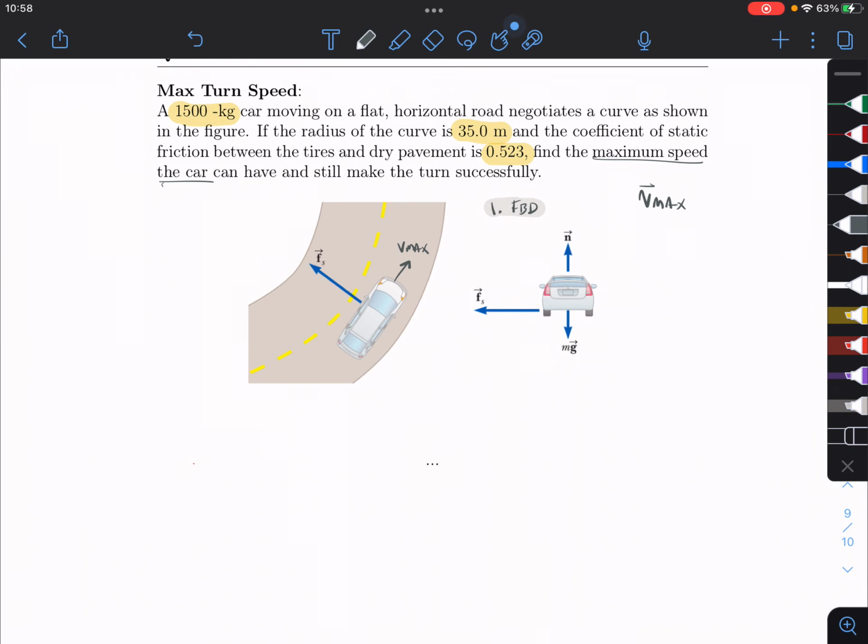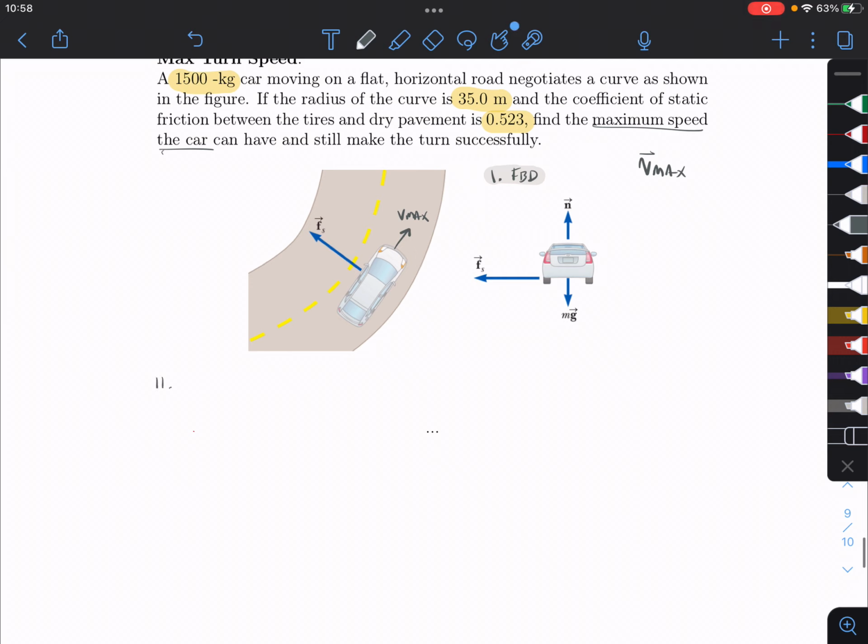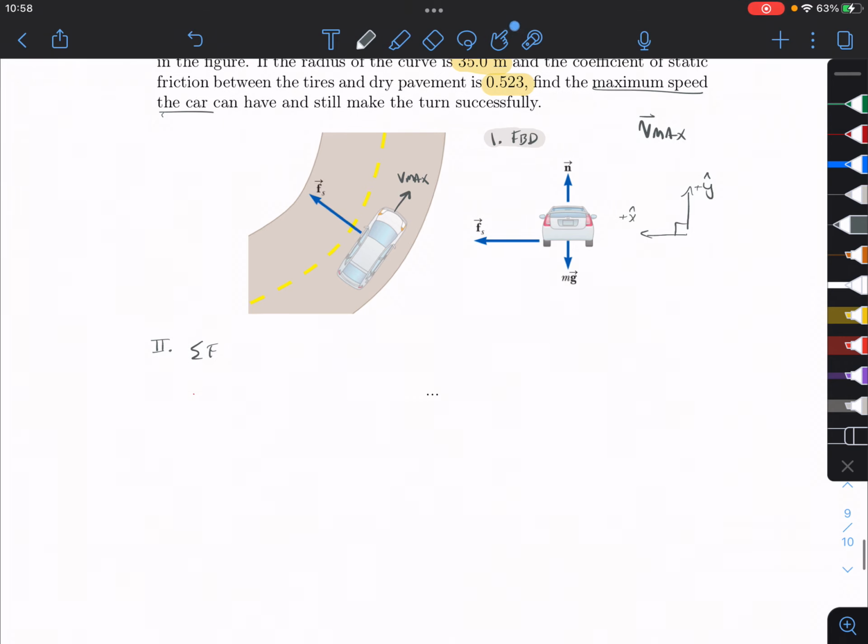All right, so after our free body diagram, step two, as you are familiar, is always sum of forces. So we're going to do sum of forces in, I'm going to call this just x and y here. So we're going to do y hat, positive y, and then I'm just going to do x, pointing in. I just chose these to be my coordinate systems. Okay, so let's do sum of forces in the x and sum of forces in the y.